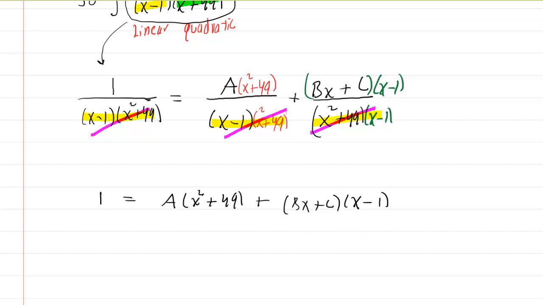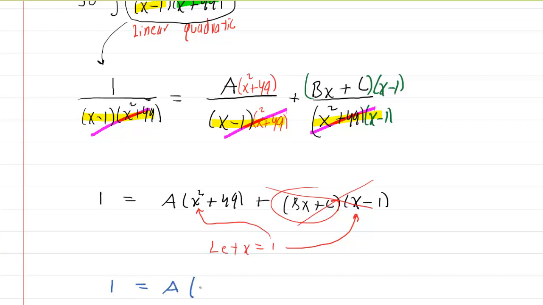One thing that I like to do is to notice, because of this x minus 1, if I let x equal 1, and basically what that means is I'm going to plug 1 in for all the x's. When I put 1 into this x, I'm going to have 1 minus 1, which is 0. And if I multiply 0 by this factor here, you get 0. So in other words, this whole thing would cancel out. And then I would also plug 1 in for this x right here. So now I have 1 is equal to a times, and then I'm going to have 1 squared plus 49.